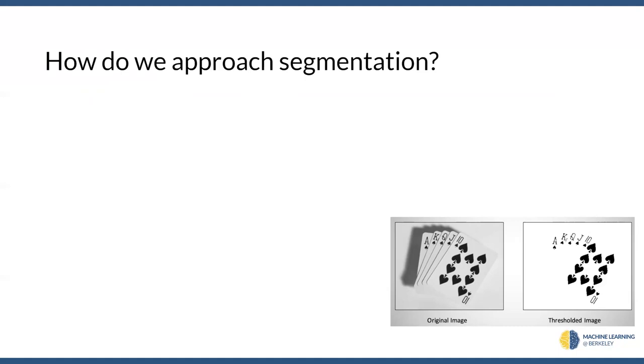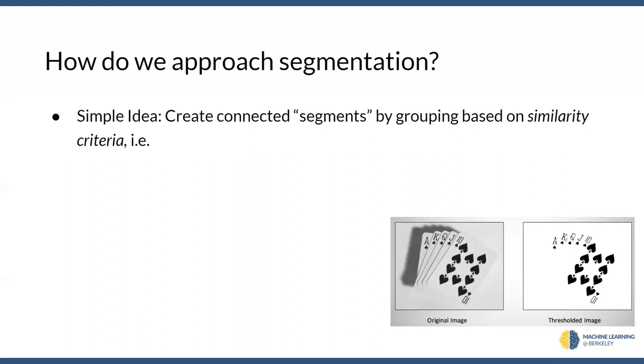There are obviously lots of different methods, but the simplest possible way to approach this is as follows. The idea is to create connected segments by grouping based on some sort of similarity criteria. If we have this image right here, maybe we want to group together the cards, or the individual components, like the little spades on this playing card. We want to group together visually distinct objects on a maybe not so distinct image.